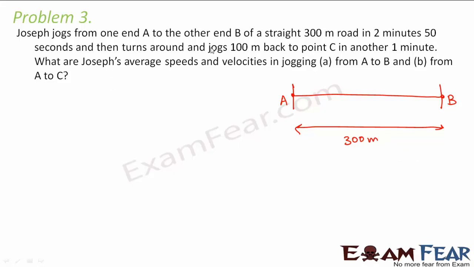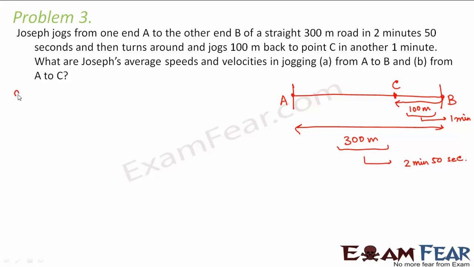Right? Then he turns around. So from point B, he turns around and jogs 100 meters to point C. So he jogs some 100 meters and reaches this point C. And to travel this 100 meters, how much time does he take? To travel this much, he takes 1 minute. And to travel this 300 meters, he takes 2 minutes 50 seconds. Right? So what are Joseph's average speeds and velocities in jogging from A to B and from A to C?